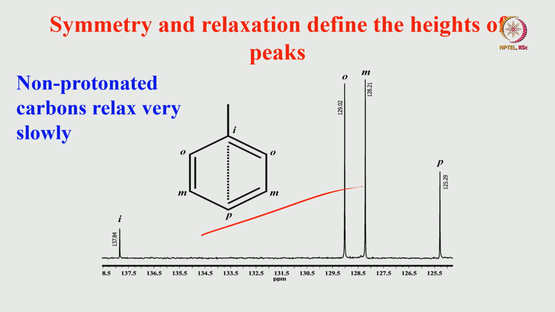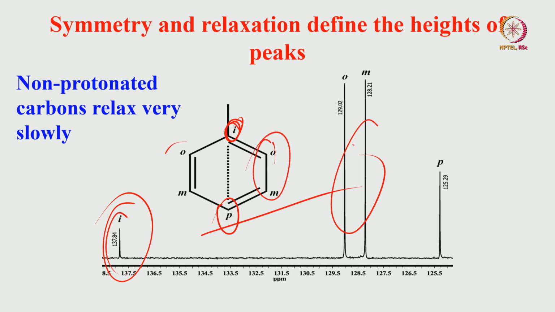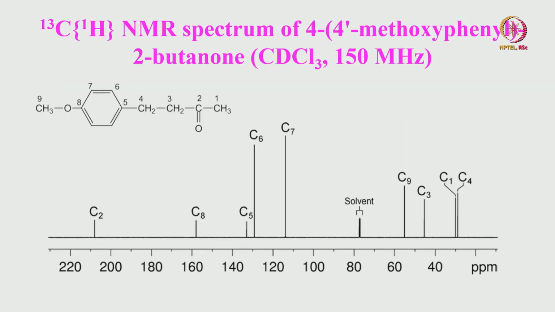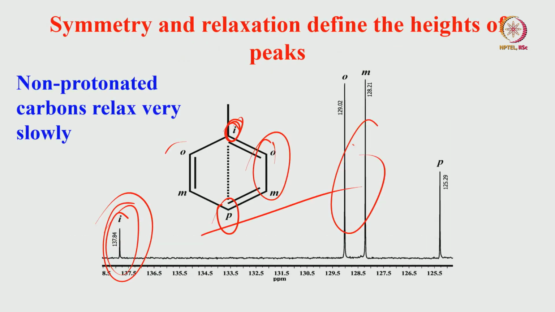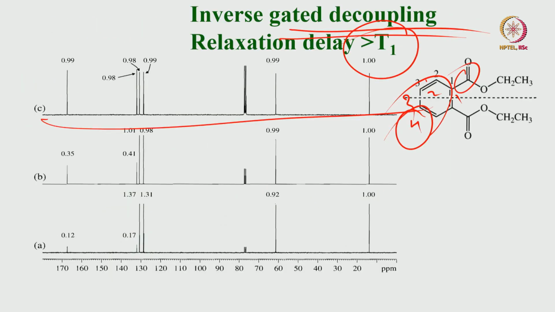An example of symmetry and relaxation both is seen in the non-protonated carbons here. You see, the ipso carbon and the para carbon; only this ipso carbon is not attached to a proton. These are all protonated and they have different intensity. This ipso carbon has a very weak intensity because such carbons relax very, very slowly. This intensity ratio of 1:2 is understandable, whereas this one is not understandable. That is because non-protonated carbons always relax slowly. So this is how we understand that the peak intensity depends upon the symmetry and the relaxation of the molecules.